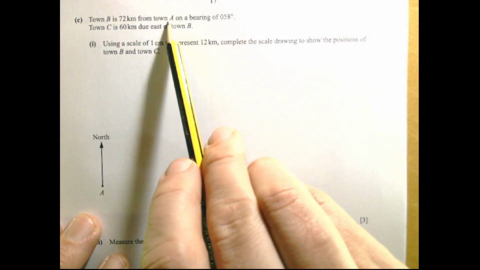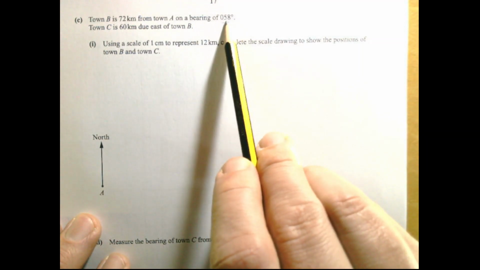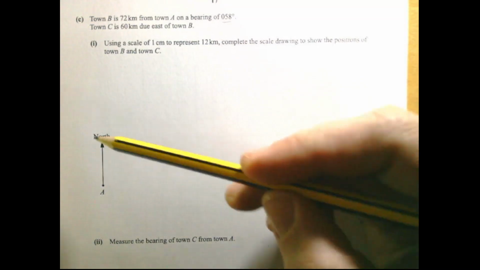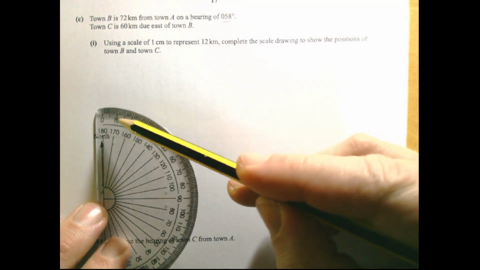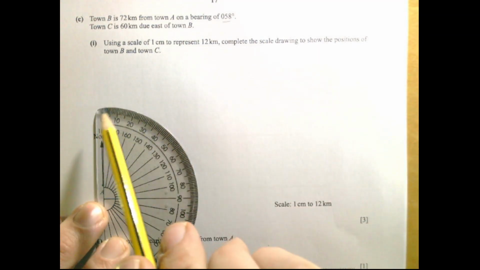And again, we'll do this on this badly lit piece of paper. And it says, let's start here. Town B is 72 kilometers from town A on a bearing of 58 degrees. So let's first do that bearing. Remember, bearings we always measure from north. So we always put our protractor with 0 facing north. And we always go clockwise.